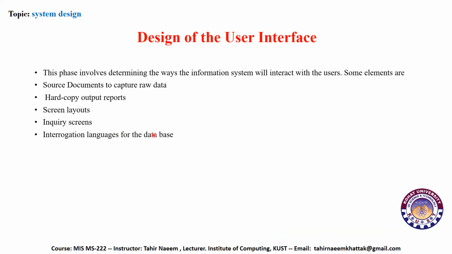Interrogation language for the database, that is, what type of language will be used for designing the system and how the database will be accessed. Graphic and color display, that is, what types of graphs should be available to the user and what type of color the display will be visible to the user, because the graphics and color must be user friendly so that he is not uninterested.